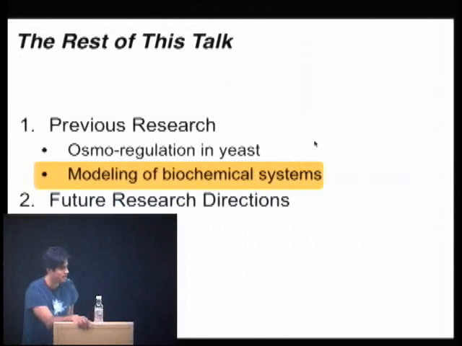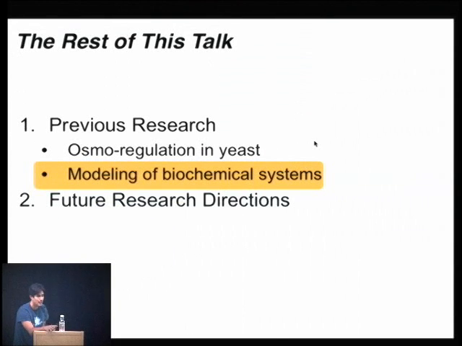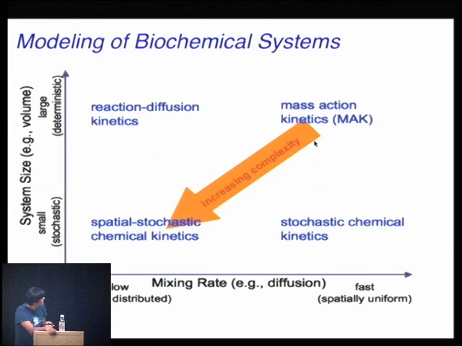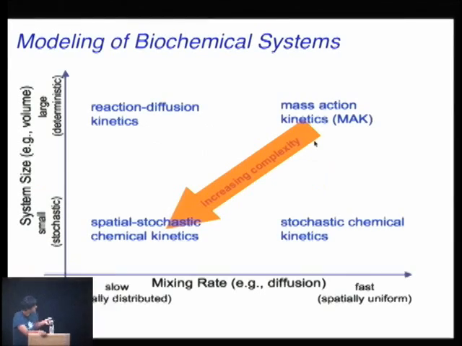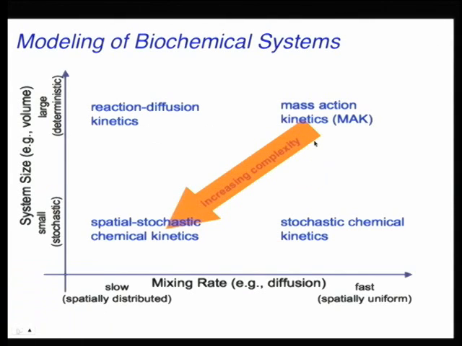So now I'll tell you a bit about how to model these systems. That's also a very tricky question. So it's coming from the other end. Suppose that you know all the molecules involved and all the parameters. What types of equations do you write down to understand the dynamics of the systems? And it turns out that there's 2 very important parameters that determine the type of model that you need. There's the mixing rate, mostly diffusion.